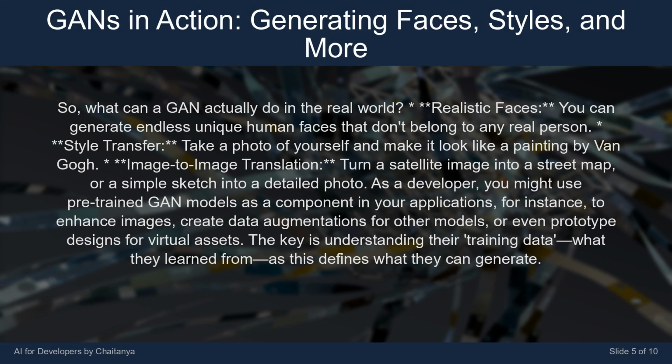So, what can a GAN actually do in the real world? Realistic faces. You can generate endless unique human faces that don't belong to any real person. Style transfer. Take a photo of yourself and make it look like a painting by Van Gogh. Image to image translation. Turn a satellite image into a street map, or a simple sketch into a detailed photo. As a developer, you might use pre-trained GAN models as a component in your applications. For instance, to enhance images, create data augmentations for other models, or even prototype designs for virtual assets. The key is understanding their training data, what they learned from, as this defines what they can generate.